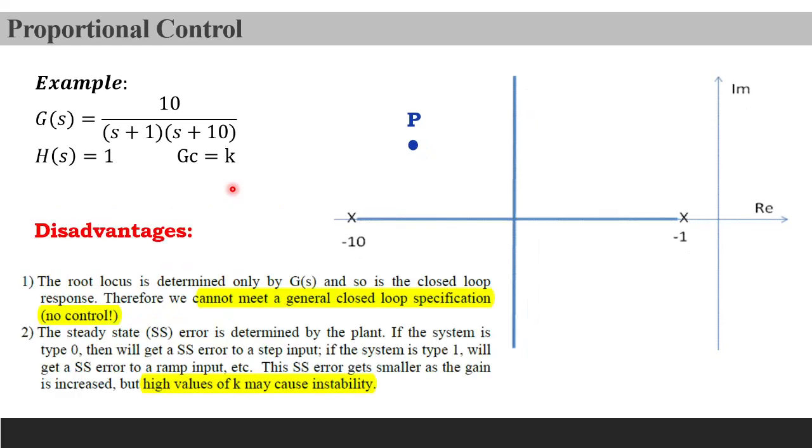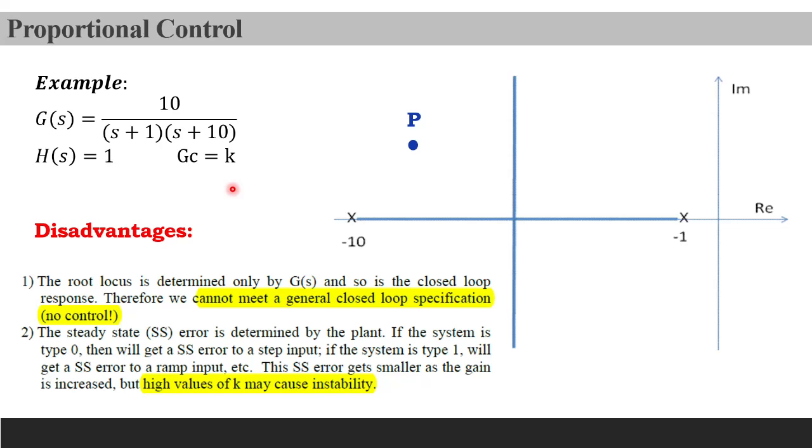Number one is very specific: you want to control a system, and since your control is not meeting your design specification, I think there is no point in having such a controller. So of course the disadvantage would be that we cannot meet the general closed loop specification, right? So there is no point in having a control block before the plant function which does not achieve the purpose, which is to satisfy the design specification, right? So this is disadvantage number one.